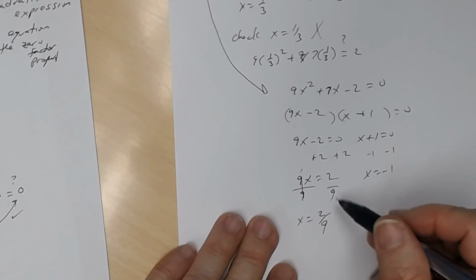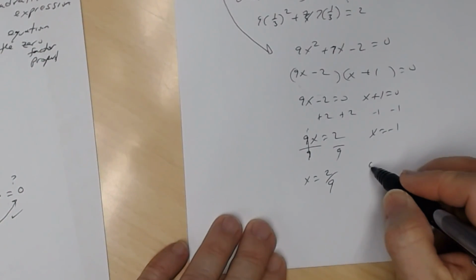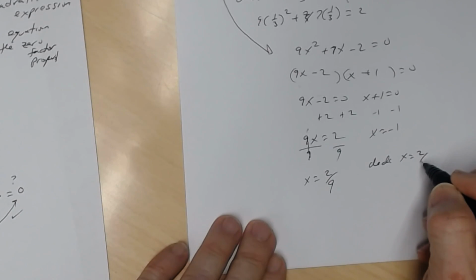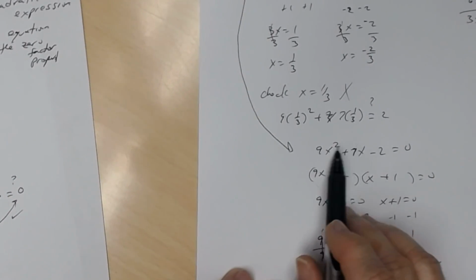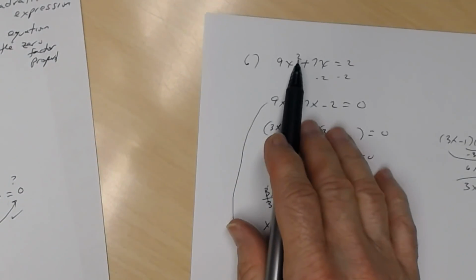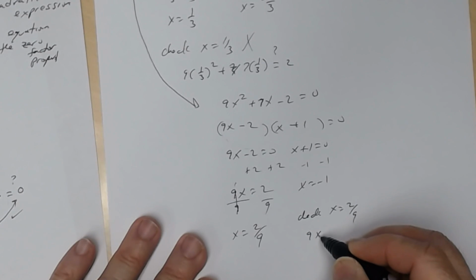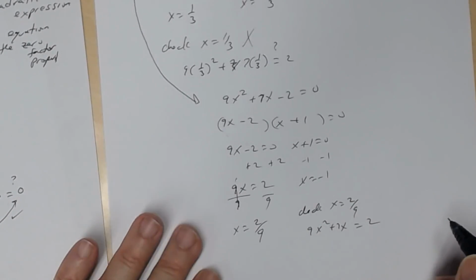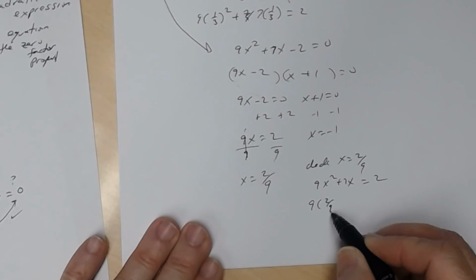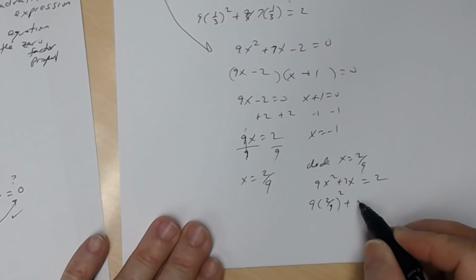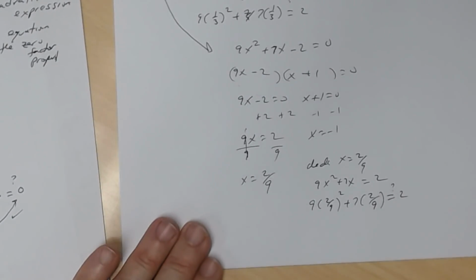Let's just check it. I want you to take your calculator out and let's check x equals 2/9. Let's see if it actually is a solution to the original. Now remember, this was the original: 9x squared plus 7x equals 2. So wherever we see the variable x, I'm going to substitute 2/9. So I get 9 times 2/9 squared, plus 7 times 2/9. And I want to see if that's equal to 2.